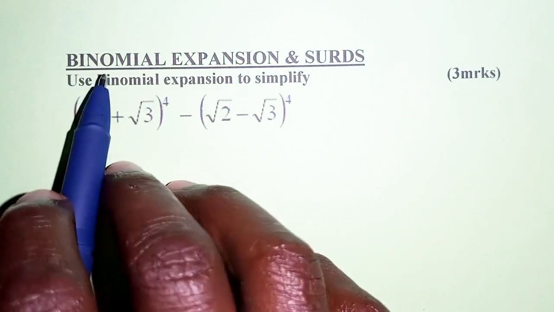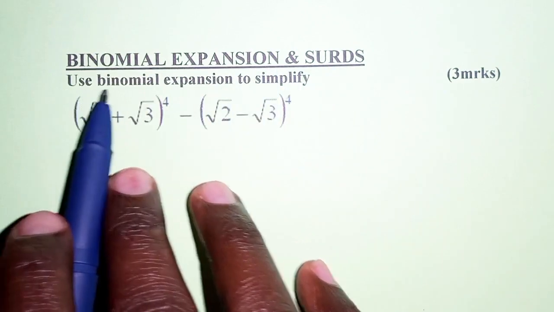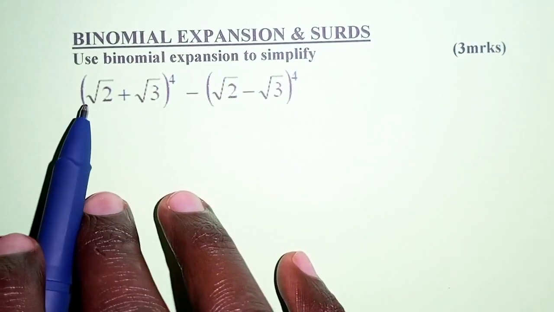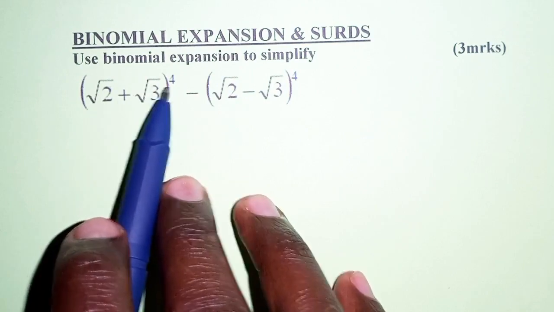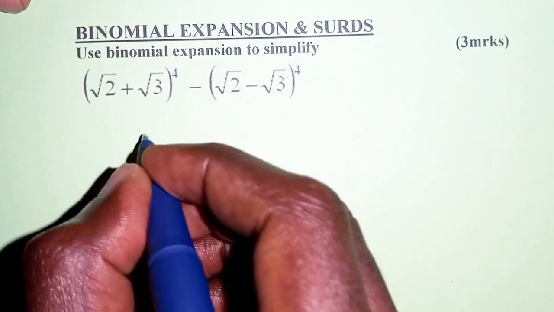Today's question is about binomial expansion and surds. So the question reads, use binomial expansion to simplify. So we have these binomial expressions. Because they are raised to the power of 4, let's first of all determine the binomial coefficients.